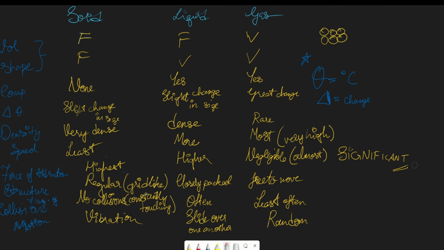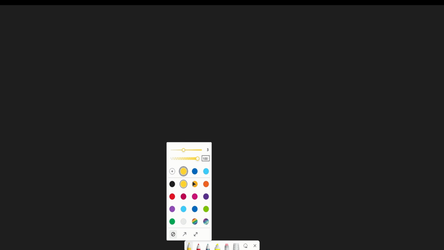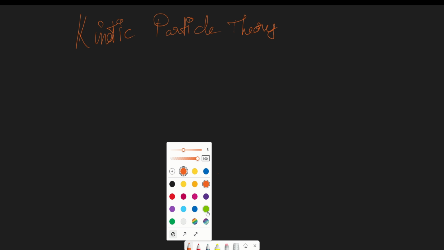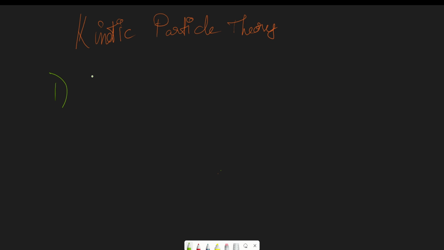Right. So now we've looked at the properties of solids, liquids, and gases. Next thing on our agenda is the kinetic particle theory. Now, there are four key things in the kinetic particle theory. First, all matter is made of tiny particles, right? And these particles are moving. Second thing is particles are constantly moving, right?